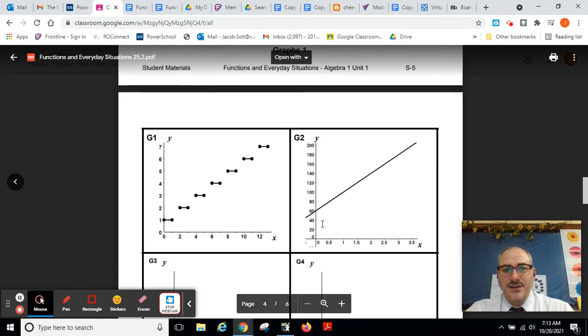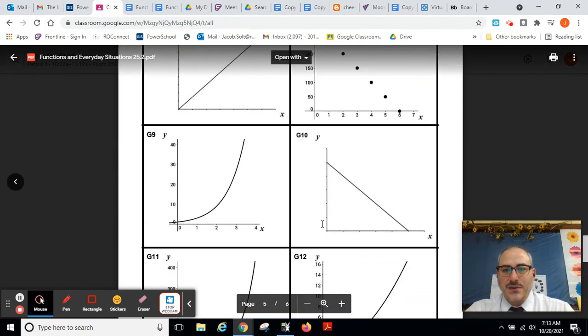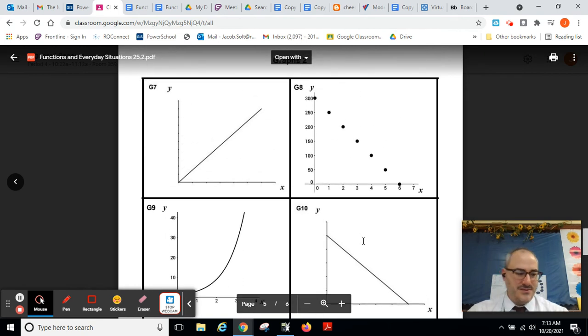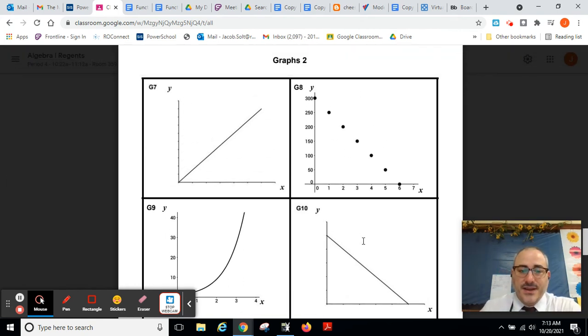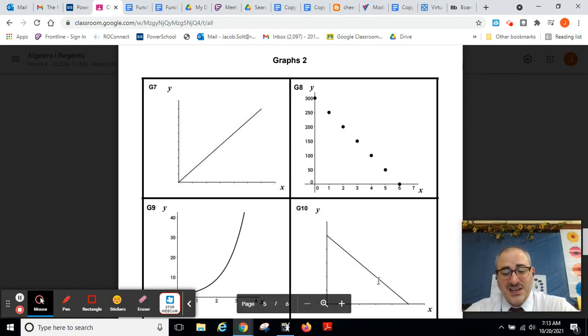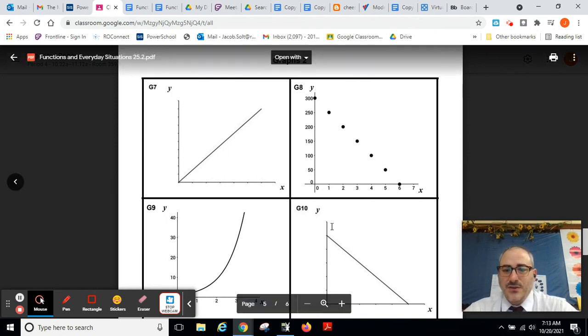What else? Is there any other linears going down? No. So we have to decide whether it's this one or this one. And how do we decide? Remember what the difference is. A line means it's a continuous function. Dots mean it's a discrete function, right?